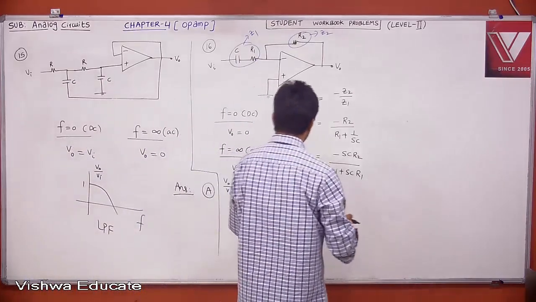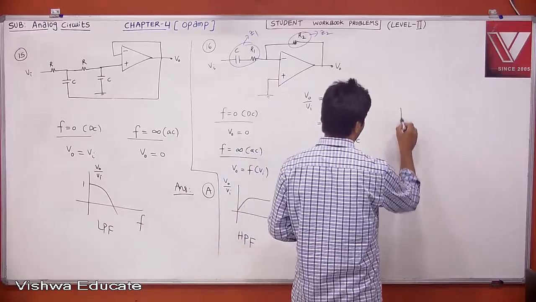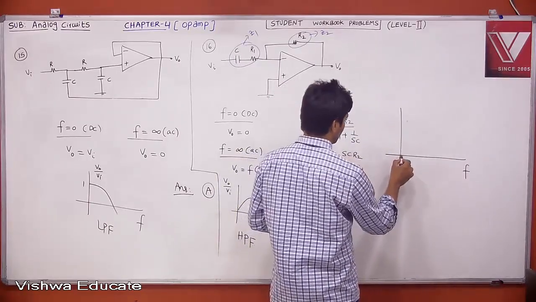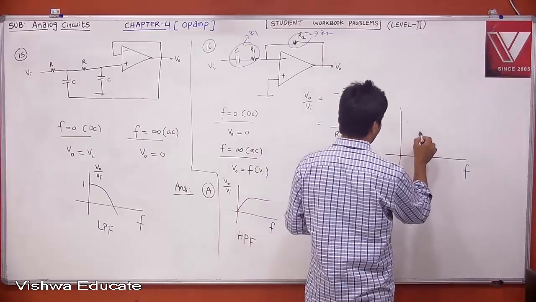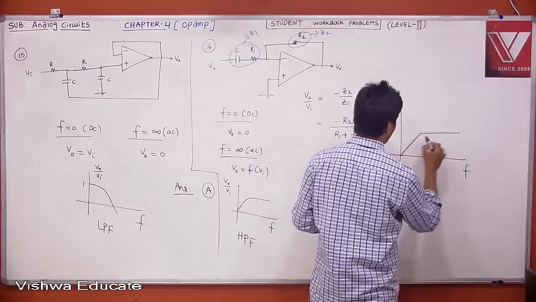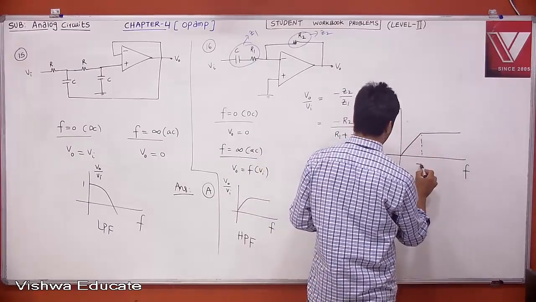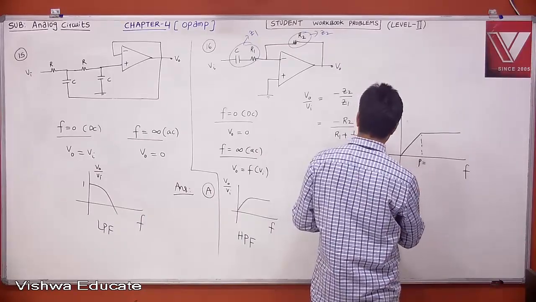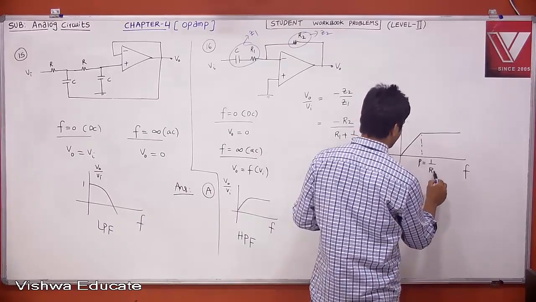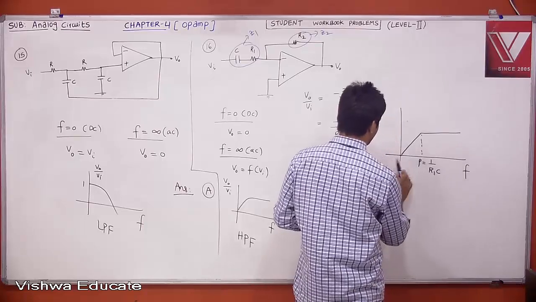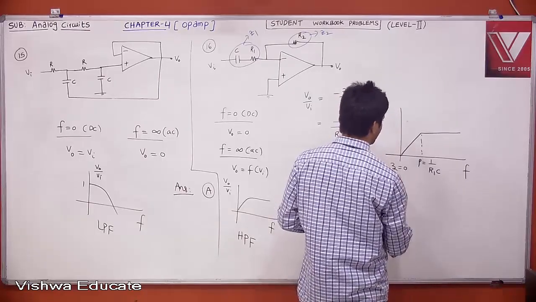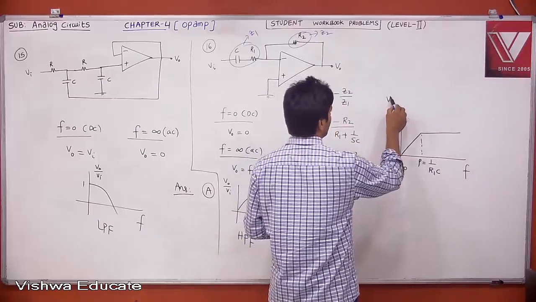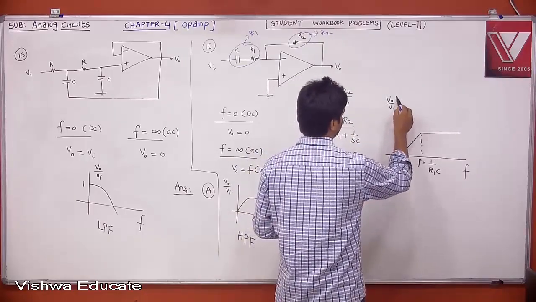Therefore, if you take the Bode plot, this is the frequency. You have a zero at 0 and you have a pole at a particular frequency. According to the Bode plot, this is your pole frequency. The pole is nothing but 1 by R1 C. And this is your zero. The zero is at 0 frequency. Therefore, this is plus 20 dB per decade. This is nothing but your high pass filter, according to the Bode plot.